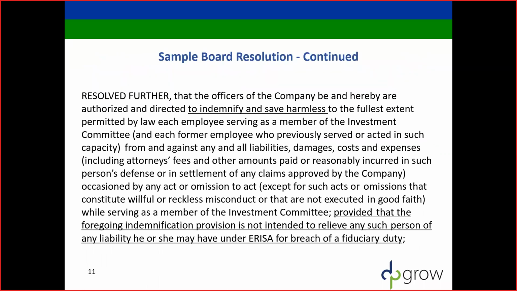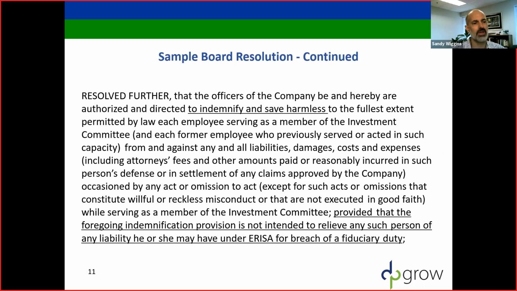What I want to share with you on the next slide, and I think this is an important sentence, is to indemnify and save harmless. By providing a board resolution, it really provides that foregoing indemnification. Again, it's not a provision that's intended to solely relieve any such person of any liability, but it also helps if we need to limit or eliminate some liability, particularly if somebody is relinquishing their fiduciary responsibility. Anything you want to add here, Sandy? No, but a lot of times folks don't think about doing this.